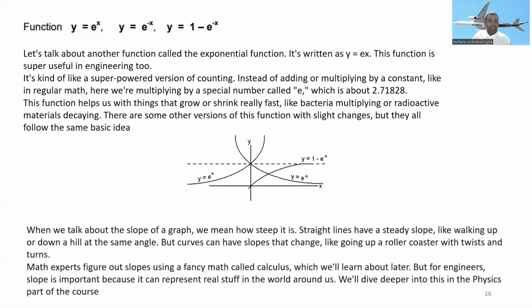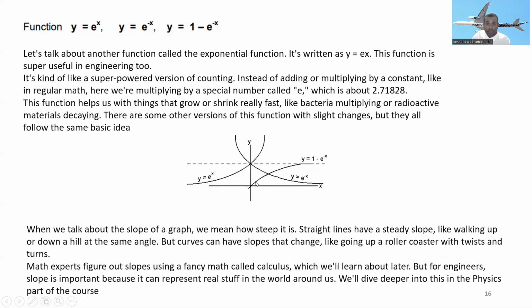When we talk about the slope of a graph, we mean how steep it is. Straight lines have a steady slope, like walking up or down a hill at the same angle, but curves can have slopes that change, like going up a roller coaster with twists and turns. Mathematicians figure out slopes using a branch of maths called calculus, which we'll learn about later.